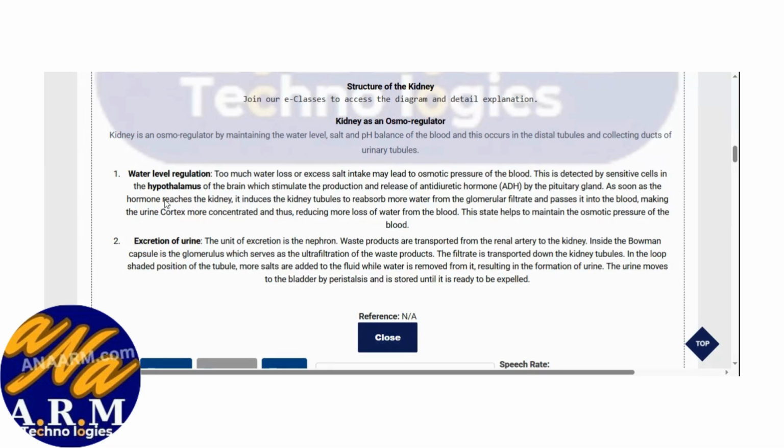As soon as the hormone reaches the kidney, it induces the kidney tubules to reabsorb more water from the glomerular filtrate and pass it into the blood, making the urine more concentrated and thus reducing more loss of water from the blood. This state helps to maintain the osmotic pressure of the blood.